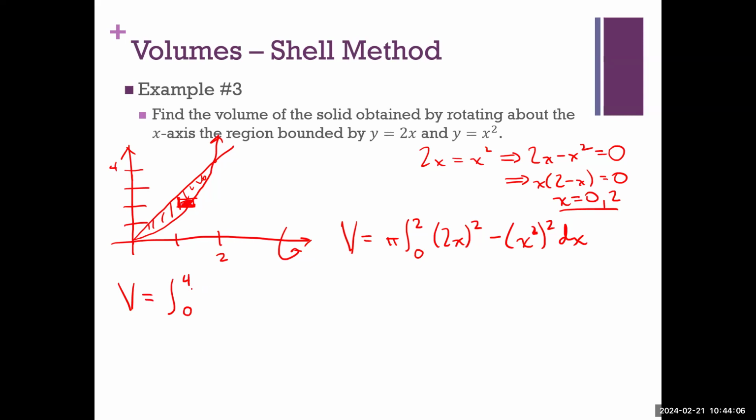Why is it 0 to 4 this time? The rectangles are parallel to the x-axis, which means they're dy rectangles. So I want y bounds. So what's the function I'm integrating? 2 pi times what's the radius? Is the radius just simply y?